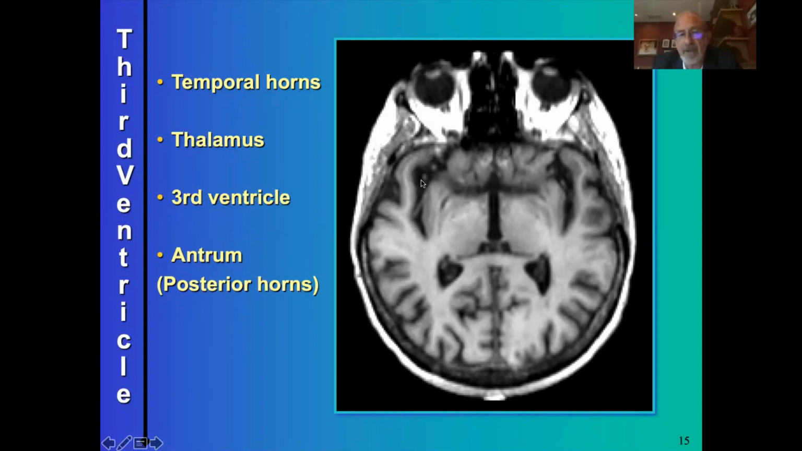So what we have over here is temporal horns of the lateral ventricles, posterior horns of the lateral ventricles, and the antrum that connects these two together. Here's the third ventricle, and then you have the thalamic bodies continuing down.